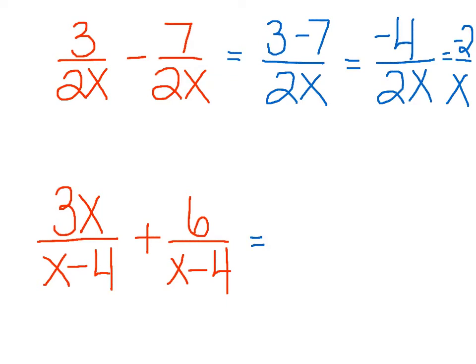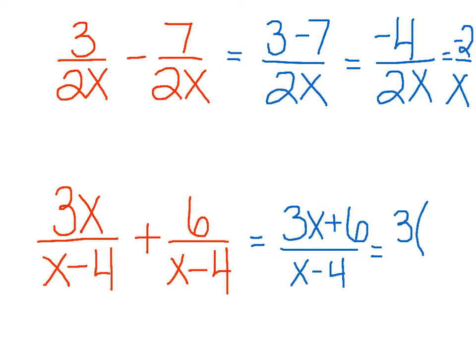Looking at the second one, I want you to pause the video and try it on your own. Alright, so hopefully you said the denominator is going to be x minus 4. Then I'm going to add the numerators, 3x plus 6. Now, there's nothing I can really do because 3x and 6 are not like terms. I do want you to get into the habit of factoring, though. So 3 times x plus 2 over x minus 4. We can't simplify anything, but in the future we might be able to. Therefore, just get into the habit of factoring now.